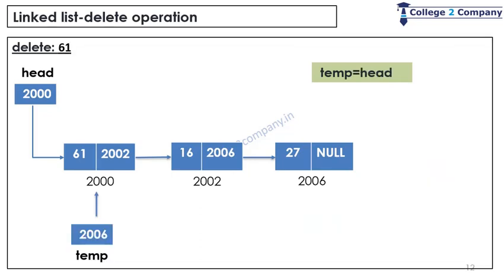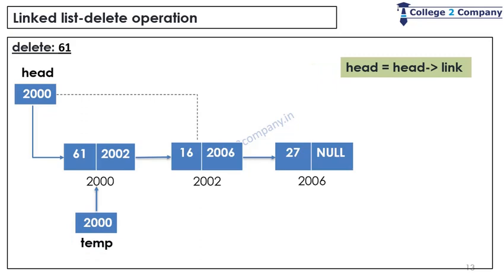Now we are deleting the value 61. 61 is the first node in the list. Head is always pointing to the first node. Now temp is equal to head. We create another pointer temp which takes the value of head. Now temp is also pointing to the first node.